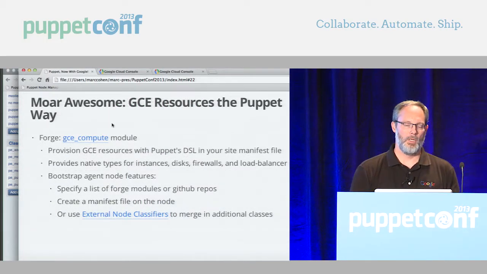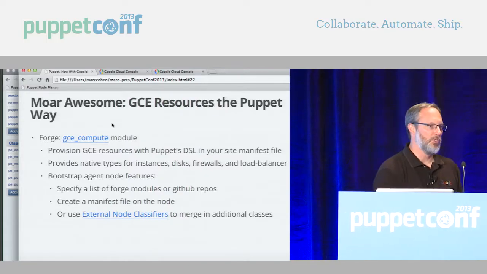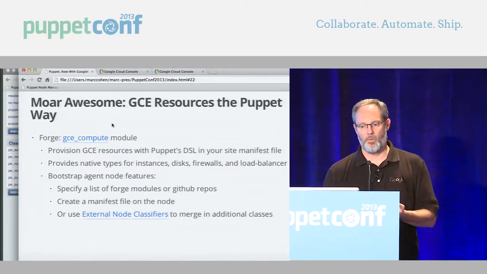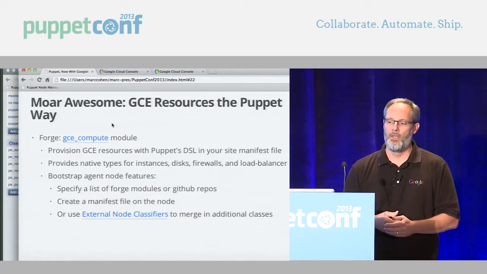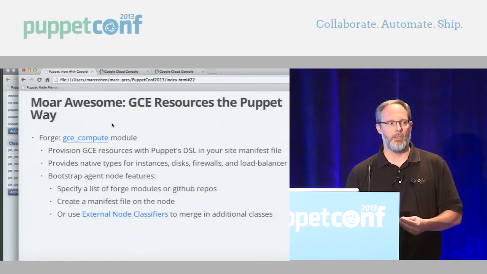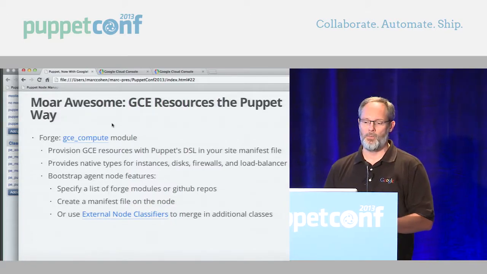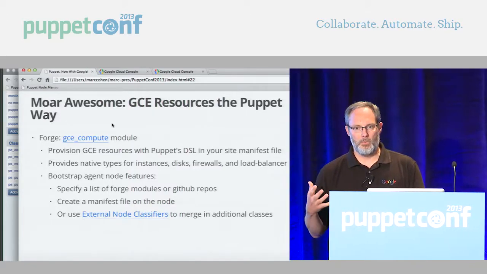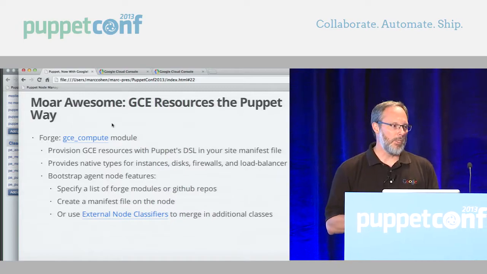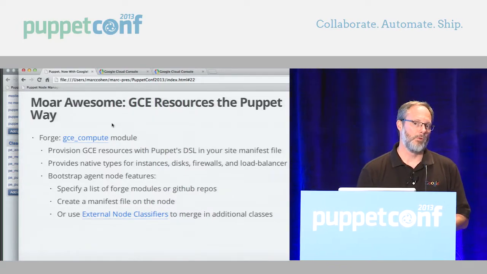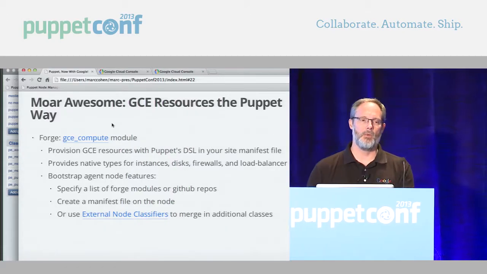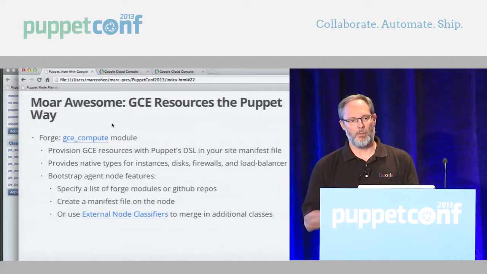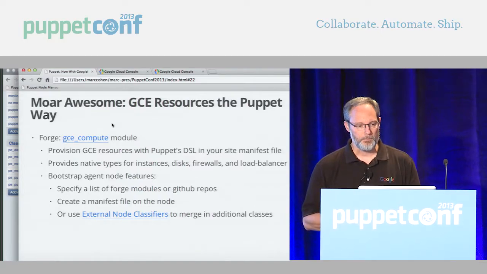So, more awesome. There's another way that you can use GCE and Puppet, and that is through this GCE compute module, which is available on the Forge and has been for a while. This was originally written, I think, by Dan Bodie maybe a year and a half ago. So what we did is we grabbed that, updated it for the latest version of our GCE API, v1 beta 15, I want to say, and we also added load balancer support into it.